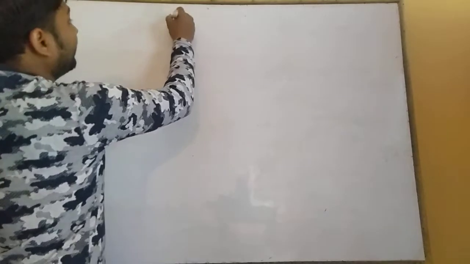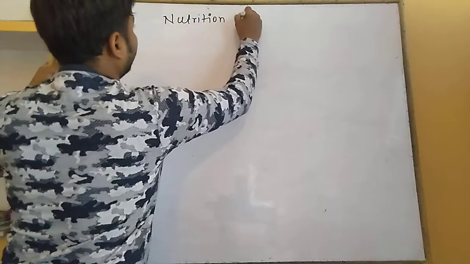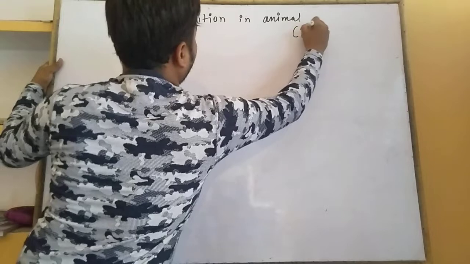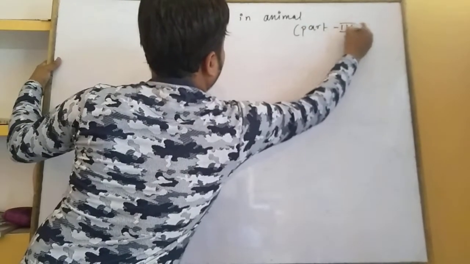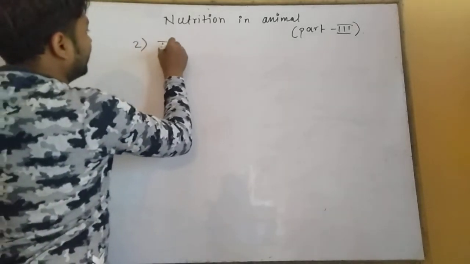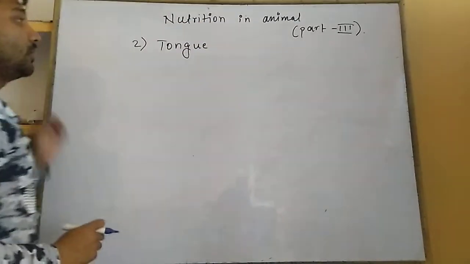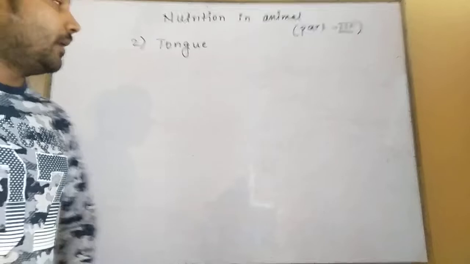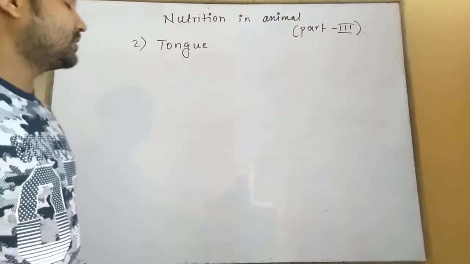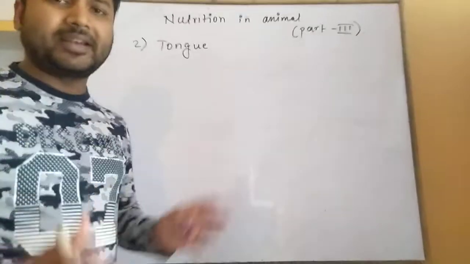The next is, let me write first, nutrition in animal part third. So I will start from the second, tongue. Tongue is also an important organ of the mouth, which is having many different types of functions. First of all, before discussing the function, I will clarify the diagram and their taste word.